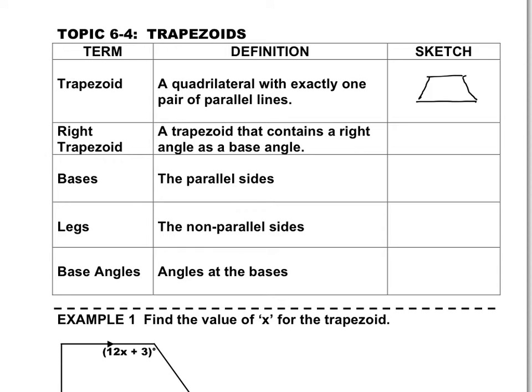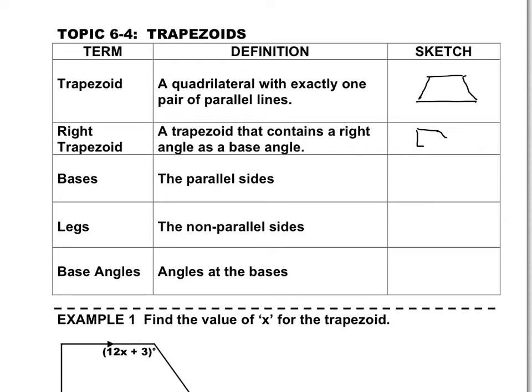Now there's one special trapezoid here that they mention, called a right trapezoid, and it's a trapezoid that contains a right angle as one of its base angles, which is funny because they haven't defined base angle yet, but it looks like this. You have a right angle, right? And then the top side's a little bit shorter and it comes down like that. Still four sides.